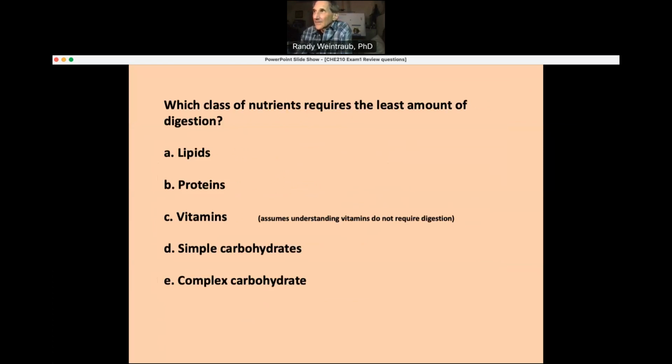The class of nutrients required, the least amount is... we don't really require these really at all, but it doesn't require much digestion at all. In fact, the digestion might all take place right in the mouth from salivary enzymes in the saliva.